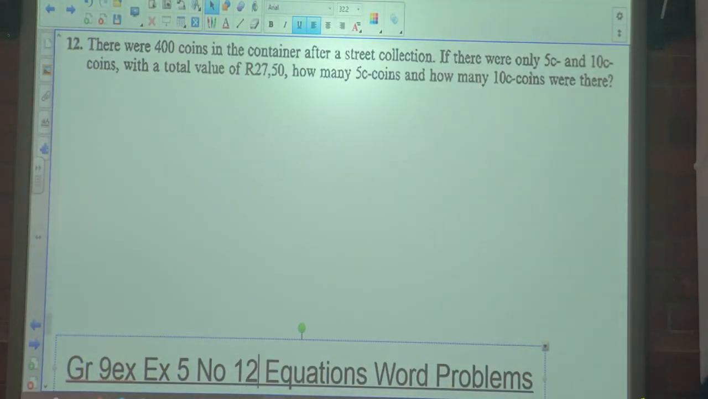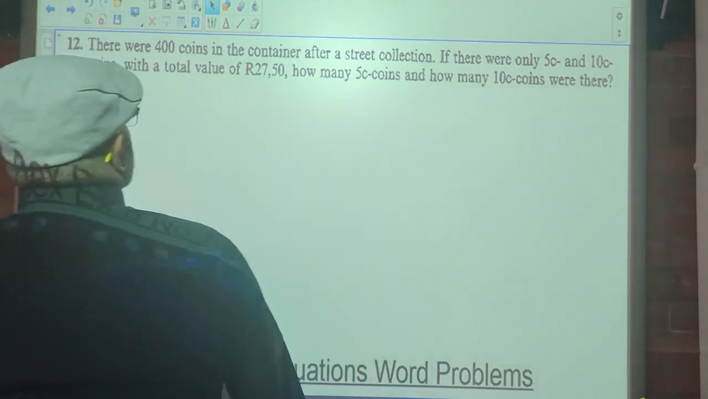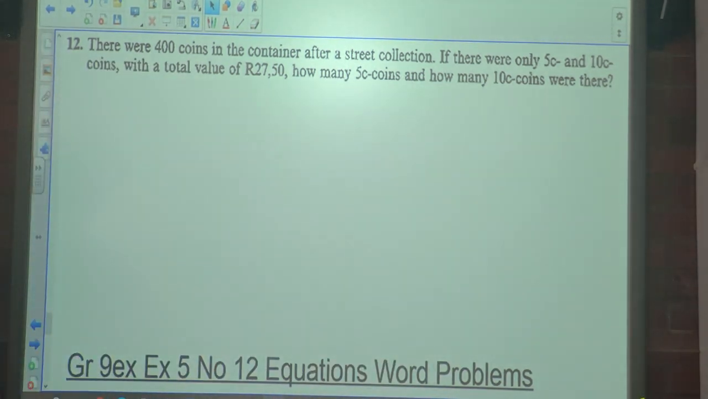Right, number 12. There are 40 coins in a container after a street collection. This was back in the day. You guys don't do street collections anymore, no? Right. If there were only 5 cent and 10 cent coins, people only give you the change there, no? You guys know what the 5 cents look like? I thought maybe that was before your time.